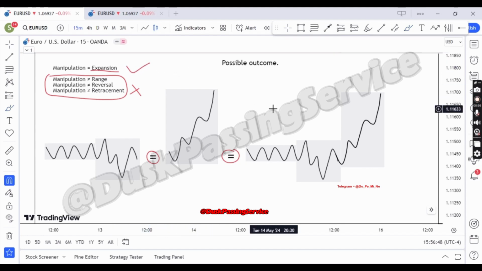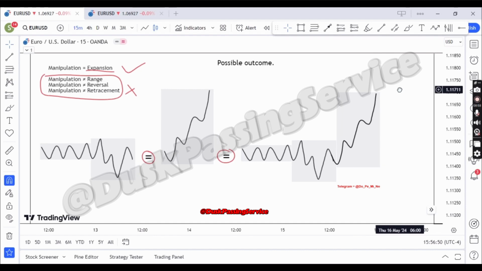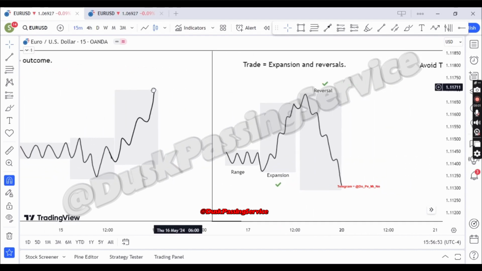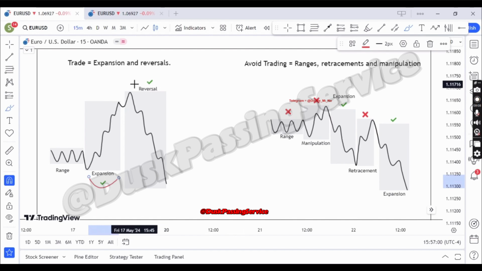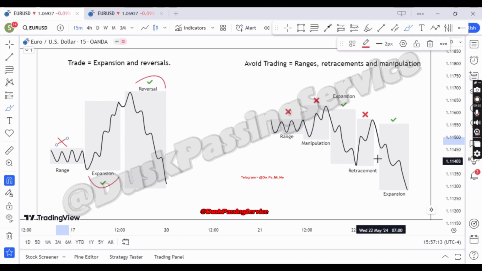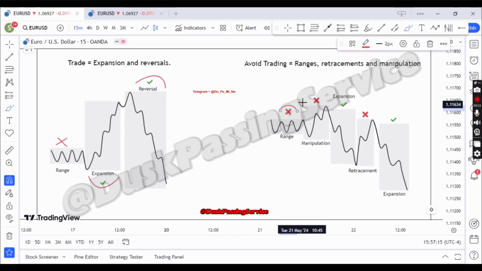Now, another important thing about market profiles is that generally you would want to avoid ranging and retracement and manipulation profiles and only take part in expansion profile and reversal profile. Those are the only two profiles which most, if not all of you, should particularly focus on, and you should avoid trading the rest of the profiles. Now, for advanced traders, you can trade the manipulation profile too, but for now and for our betterment and improvement, we're going to avoid manipulation profile and only trade expansions and reversals.